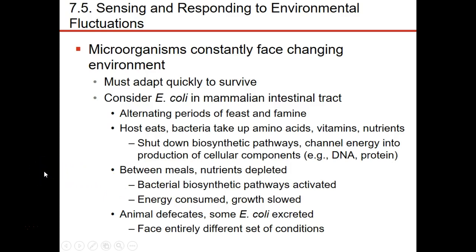All right, so I'm going to stop here, and then we'll get into how organisms can modify the protein synthesis that they have.